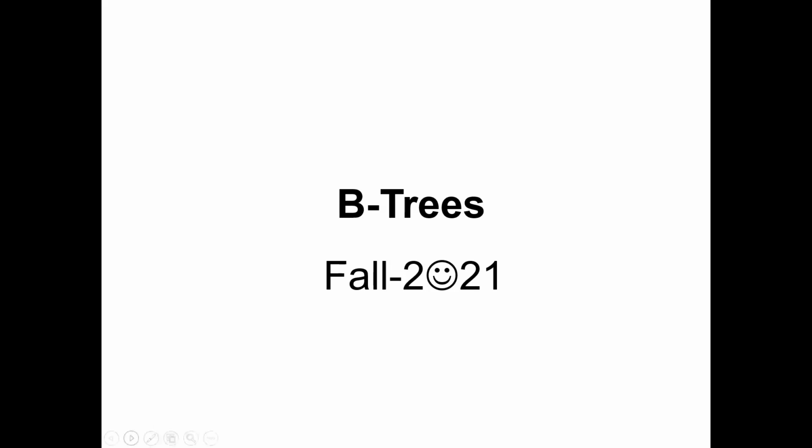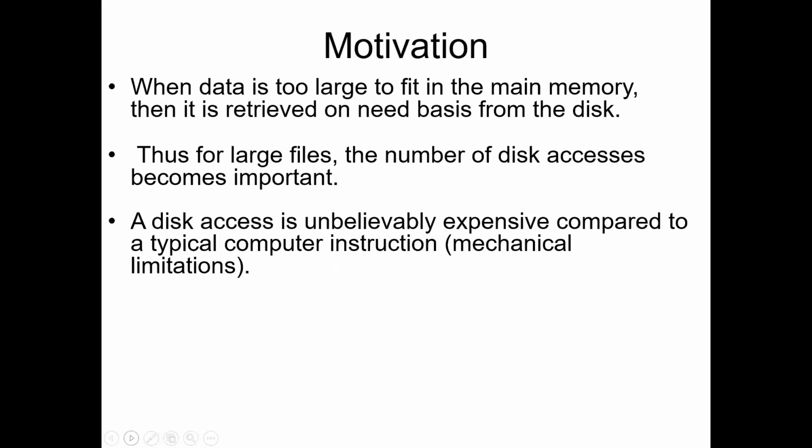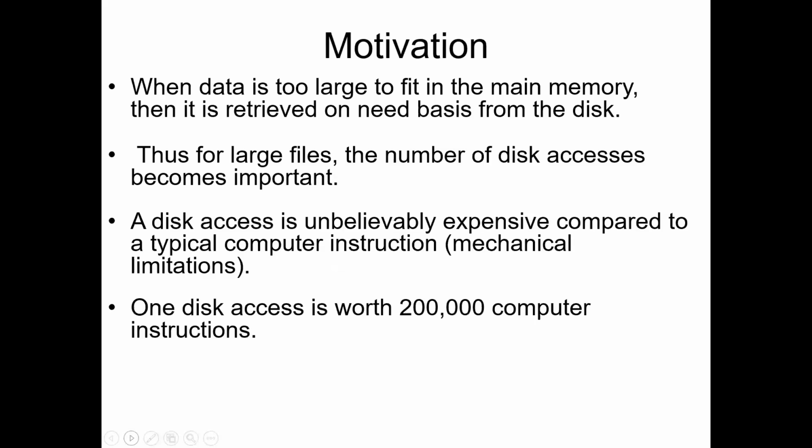So the basic motivation behind using B tree is that when data doesn't fit in main memory, then it is stored on the disk, and a typical disk operation is 2 lakh times slower than a memory operation. So if the data resides in the main memory, then it can be retrieved 2 lakh times faster compared to a disk retrieval. So a disk access is too expensive compared to a typical computer instruction, due to the reason that hard disk has a mechanical limitation.